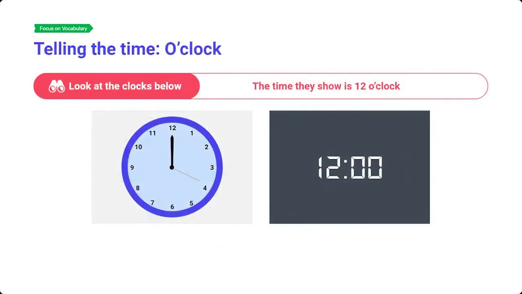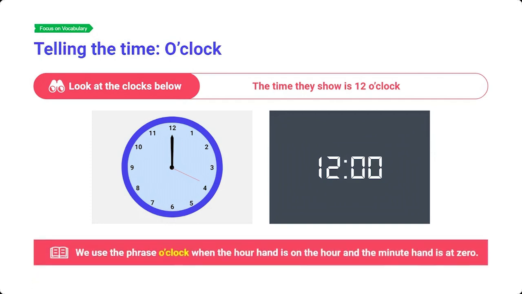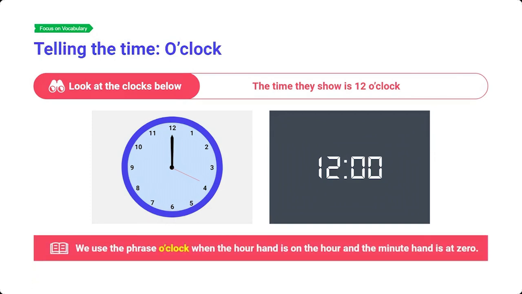Let's look at how to tell the time. Look at the clocks below. The time they show is 12 o'clock. We use the phrase o'clock when the hour hand is on the hour and the minute hand is at 0.